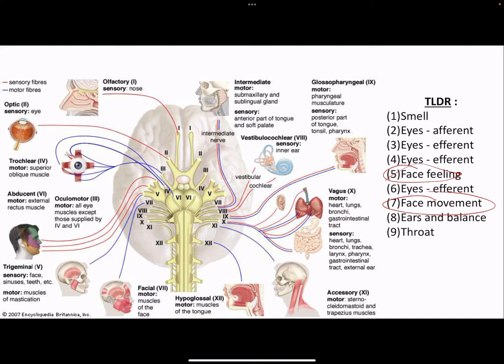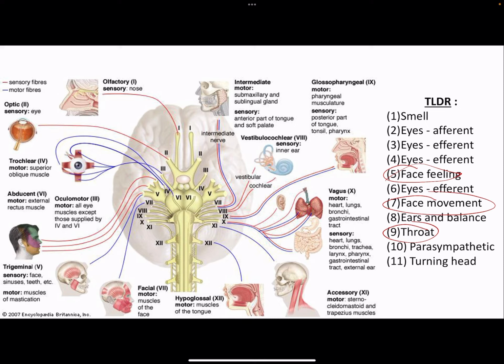9 is going to be for the gag reflex afferent. It's also going to be for the carotid sinuses, baroreceptors. 10 is going to be the vagus nerve, which does a lot of different things. It sends parasympathetic innervation to the GI. It's going to be the efferent part of the gag reflex. Does a whole bunch of things, palate elevation.